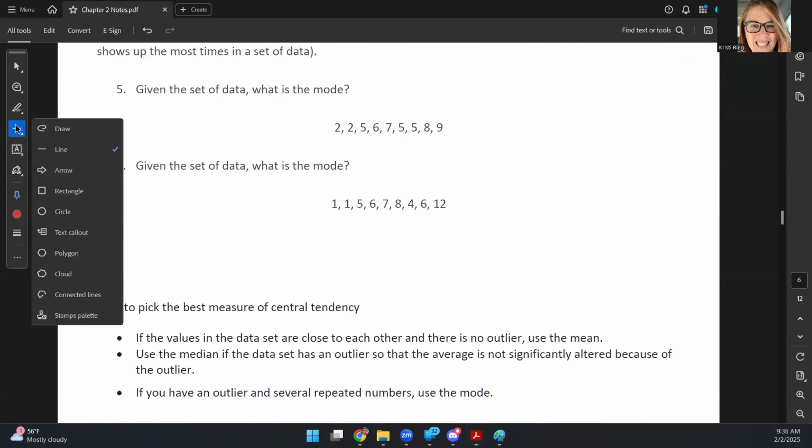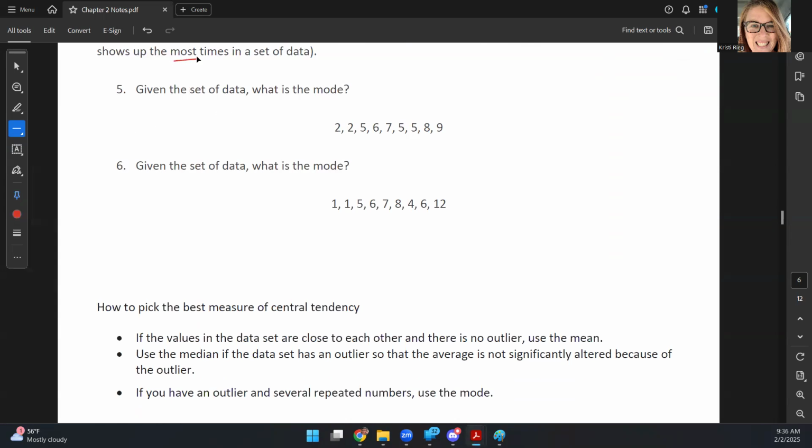Okay, next up it says, what is the mode? And that is what happens the most. So on this one, we just look at the numbers that happen the most, and I can see that there's 3 5s. So we have all of those. So the mode is 5.